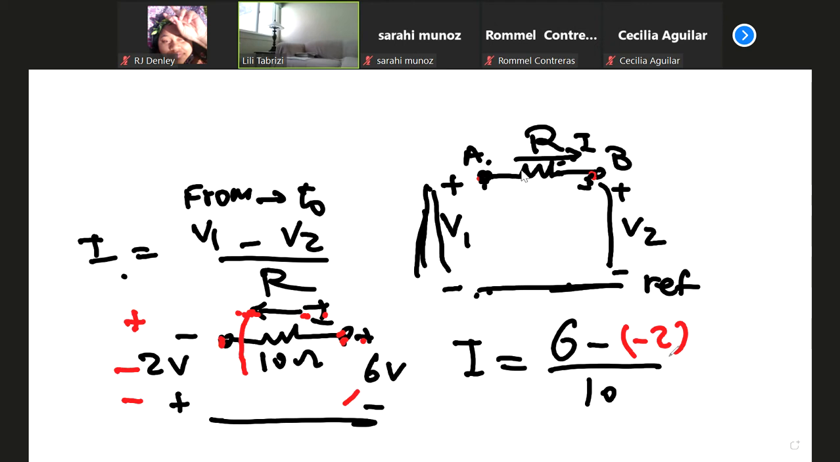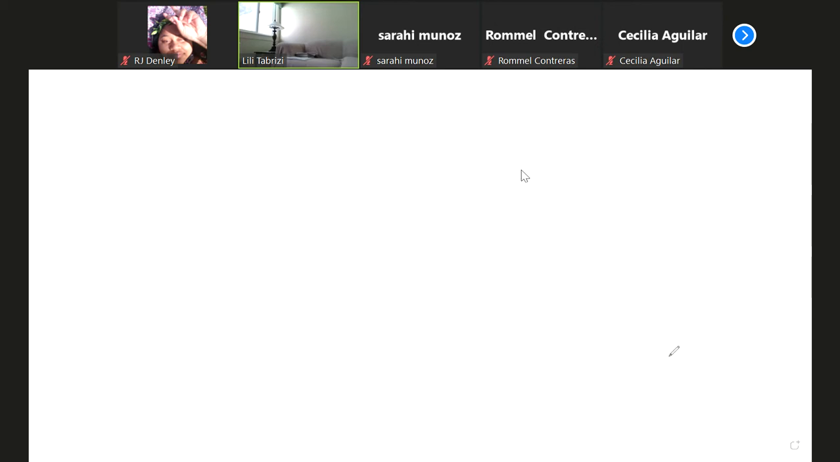Okay. Now, this is the foundation of nodal. Based on this observation, I'm going to explain nodal analysis. You don't have to write the whole thing. I mentioned it all in my handout.